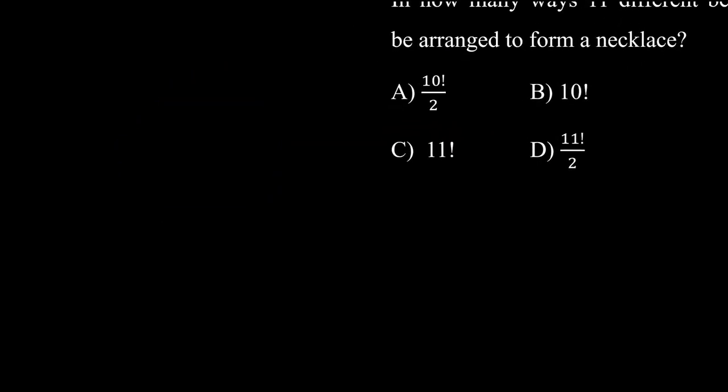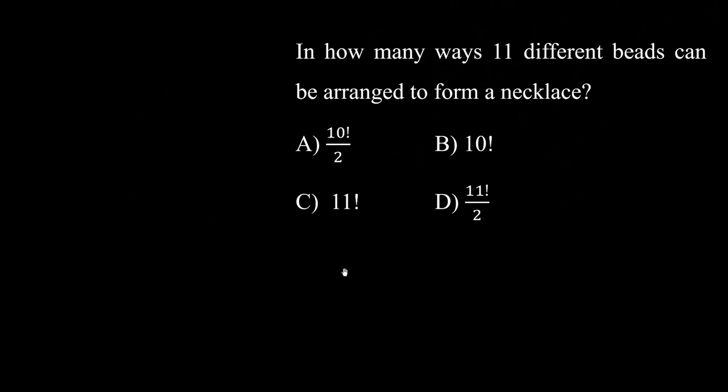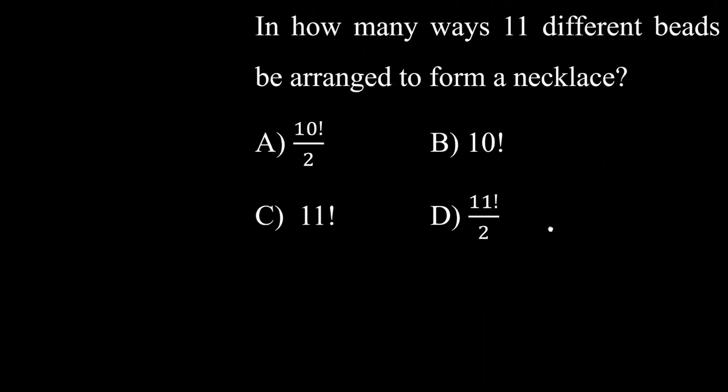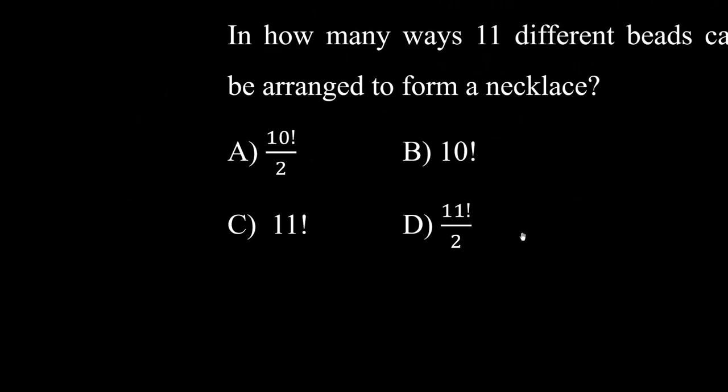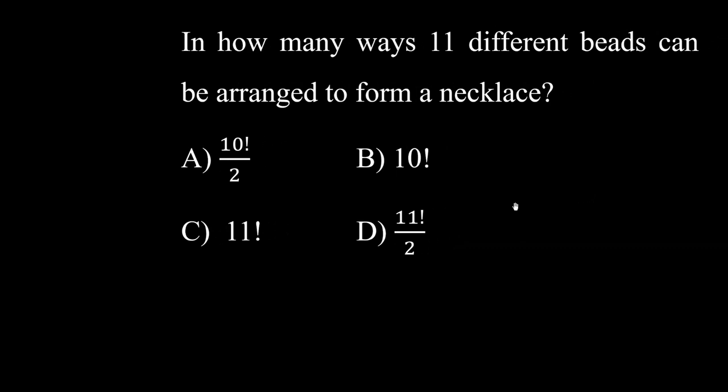Next question. 11 different beads can be arranged to form a necklace. How many ways? 11 different beads. Necklace means by default it's a round, circular one. Circular, not a circle, it's a round one. Closed one.